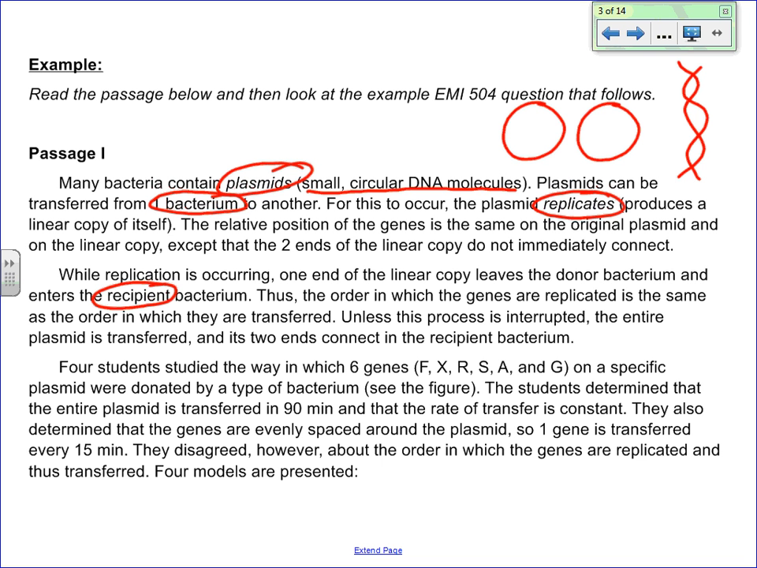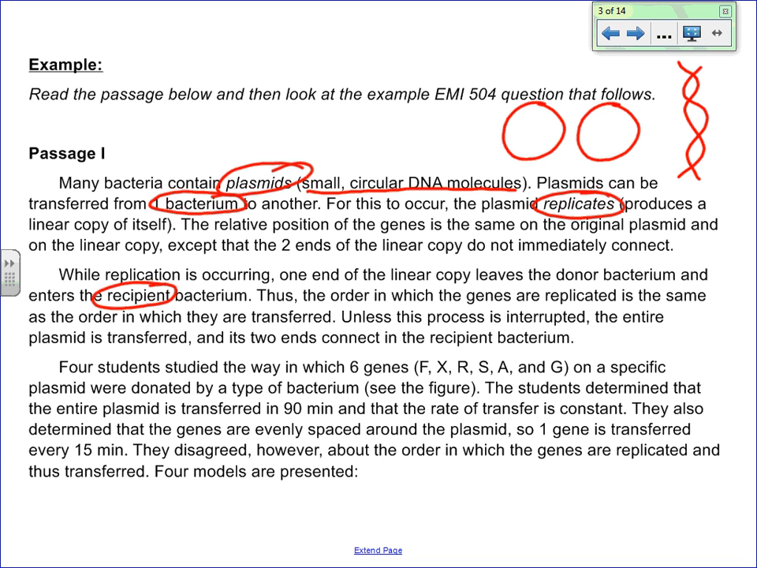All right, and then last but not least, we have recipient bacteria. That word recipient, it's not defined for us. Is there any way we can use some context clues to figure out what's going on here? Well, there's a donor bacterium and a recipient bacterium. That donor gives, so I'm assuming that the recipient receives. That's a perfect use of context clues.